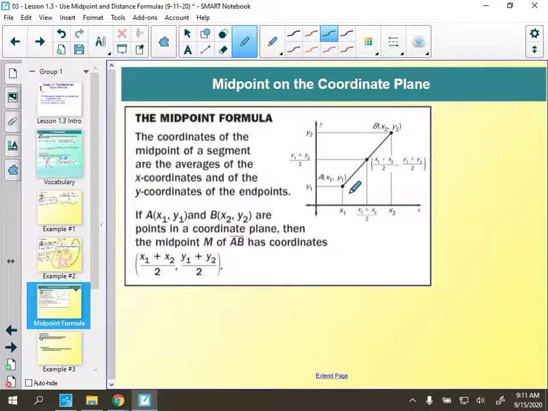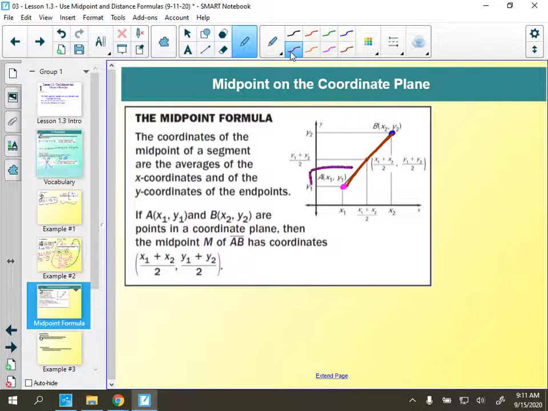I've got 2 points, and I'm going to highlight some of this stuff here. We've got point A down here. We've got point B sitting up here. And then I've got this segment AB that connects those 2 endpoints. Now, don't let all these X's and Y's and 1s and 2s throw you for a loop. It's trying to represent generic coordinates. What does that mean?